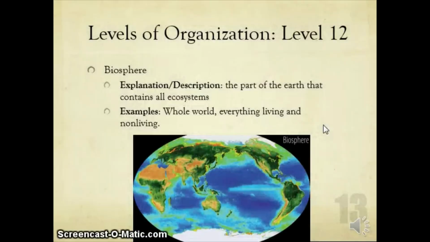And then if we take all of the ecosystems and we put them together, we now have the biosphere. The biosphere is the part of the earth that contains all the ecosystems. So basically it's the whole world. Everything living and non-living makes up the biosphere.